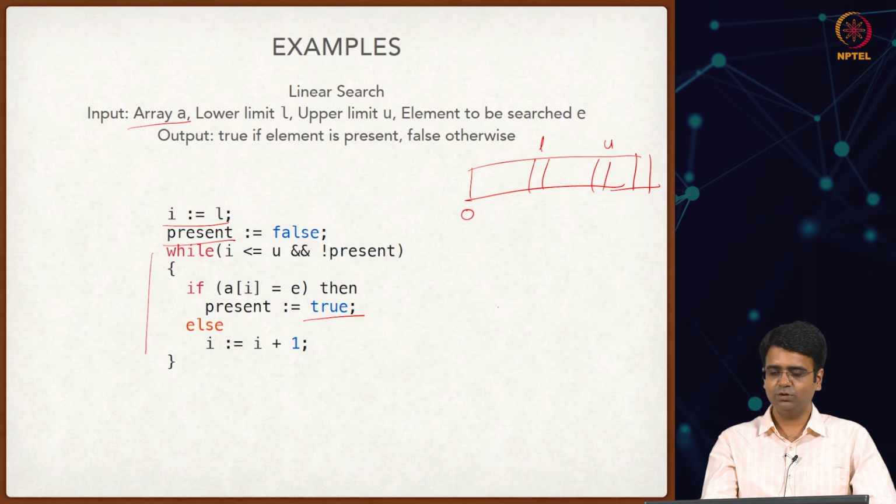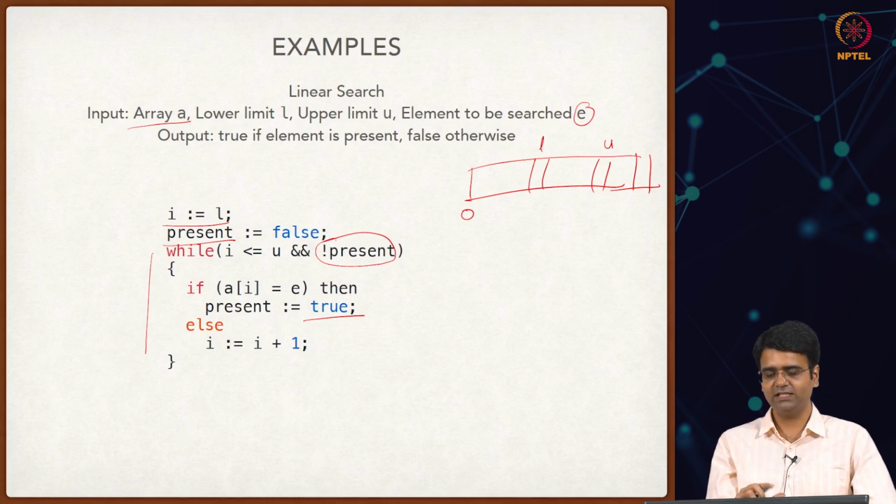So what is the post condition now? The post condition is based on this present variable. So you want to say that this present variable is true if and only if this particular element E is present in the array. If the element E is not present in the array, then you want this present variable to be false. So this is what we want to specify. Let's see how we can specify this.